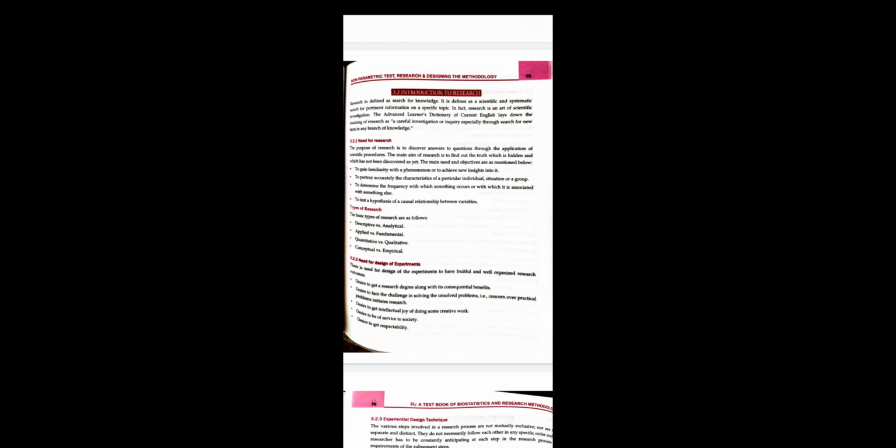Whatever questions we take, the aim of the research is to discover the answers to those questions through the application of a scientific procedure.